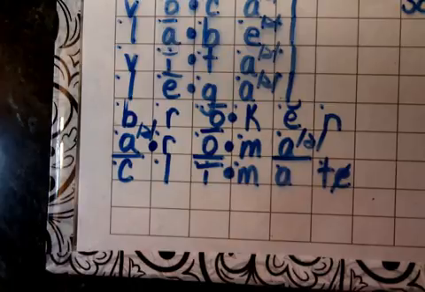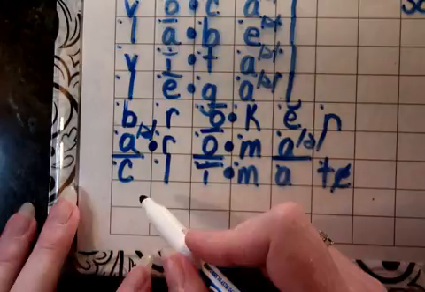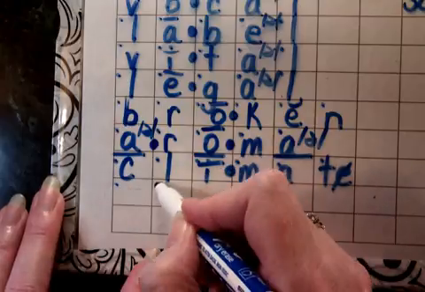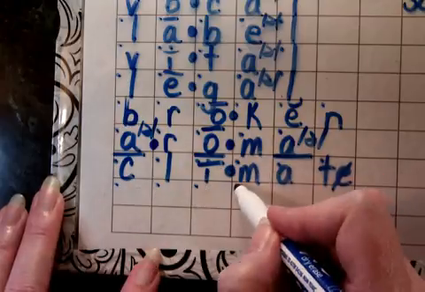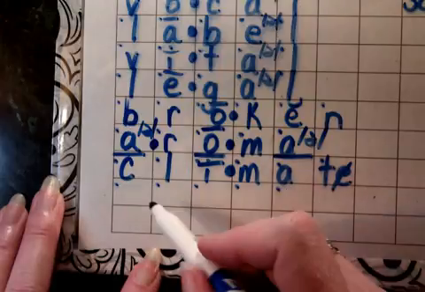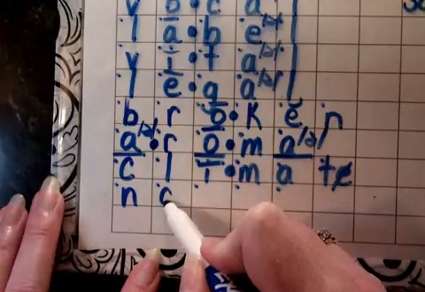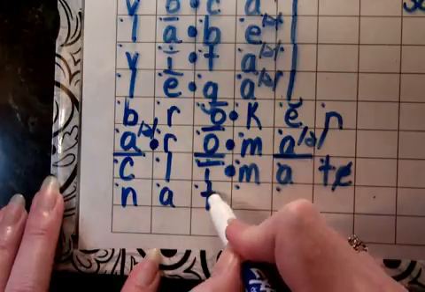Two more words. The word is native. A, t, I. The first sound is A, t, I.